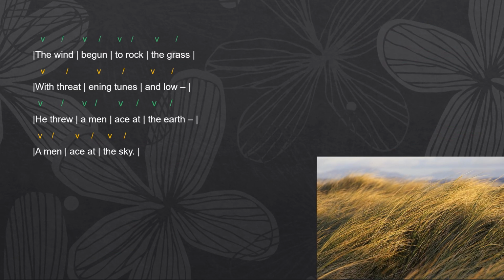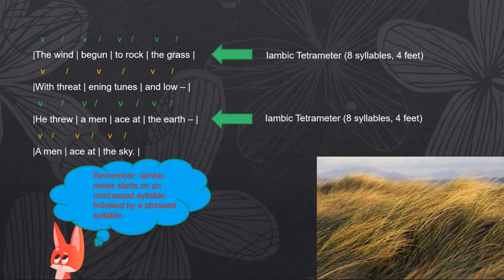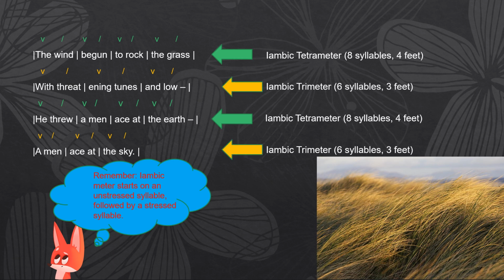The next thing we need to look at is the use of iambic meter through the course of the poem. Just to jog your memory, iambic meter, as we all know, starts on an unstressed syllable followed by a stressed syllable, and our first and third line in each stanza is written in iambic tetrameter. In other words, there are 8 syllables or 4 feet, and the second and the fourth line in each stanza is written in iambic trimeter, which has 6 syllables and 3 feet. And what this does is it makes a very readable poem, and it almost subdivides each stanza into groups of 2 lines.